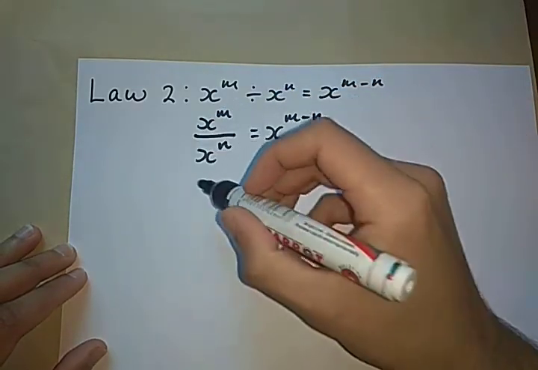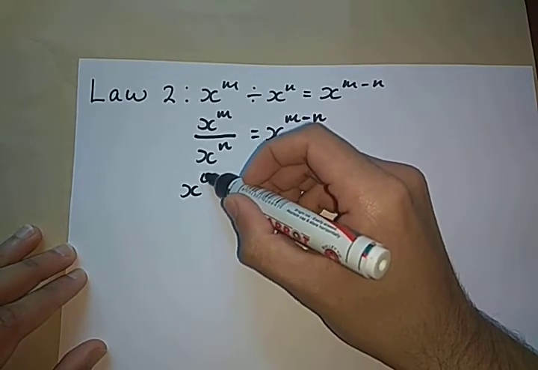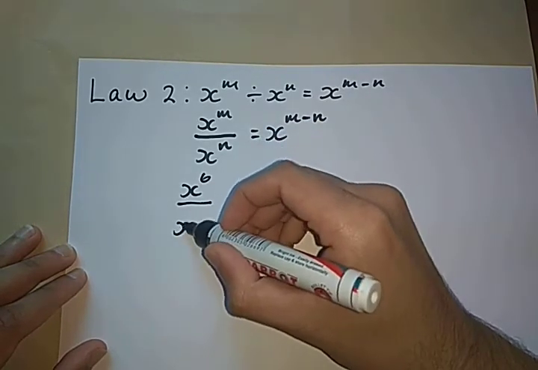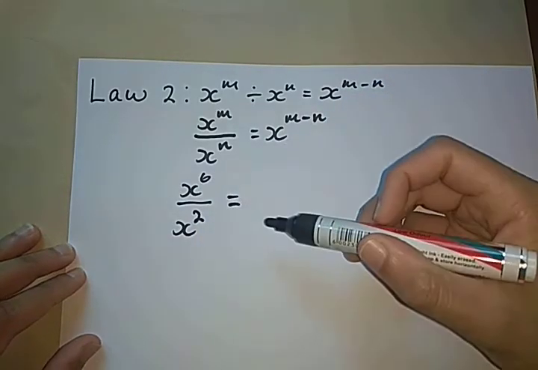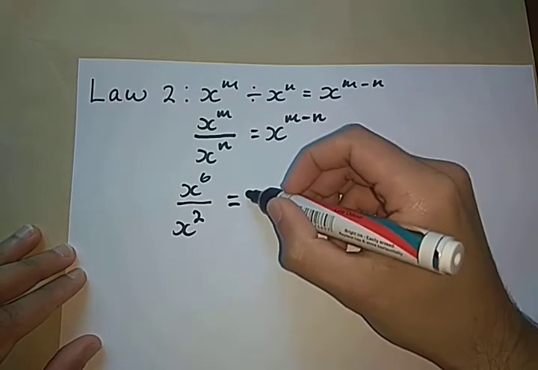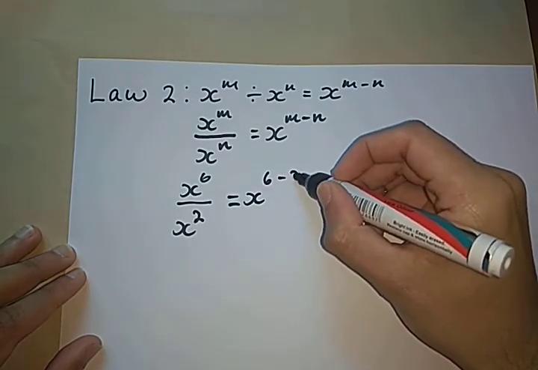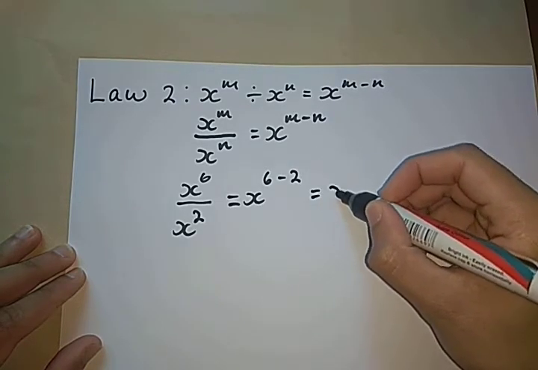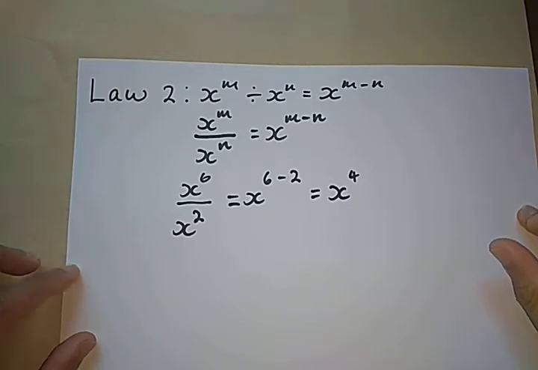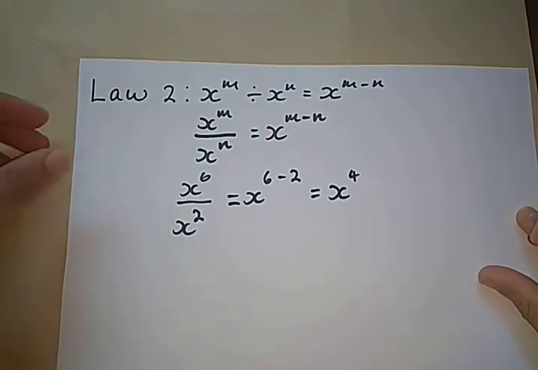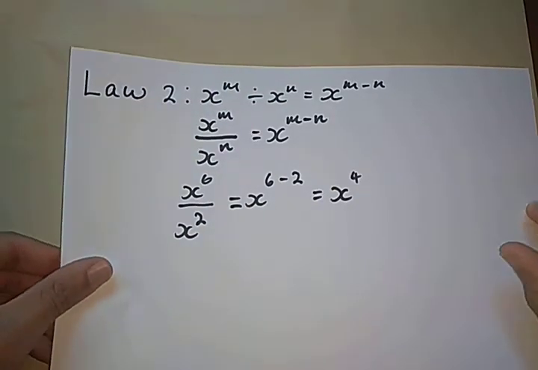Let's go ahead and take a look at a solid example with this specific law. If we had an x raised to the power of 6 divided by an x raised to the power of 2, the resultant number would simply be x to the power of 6 minus 2, which would give us an x to the power of 4. Now we can use these two laws to simplify complicated algebraic expressions. Let's take a look at a few examples.